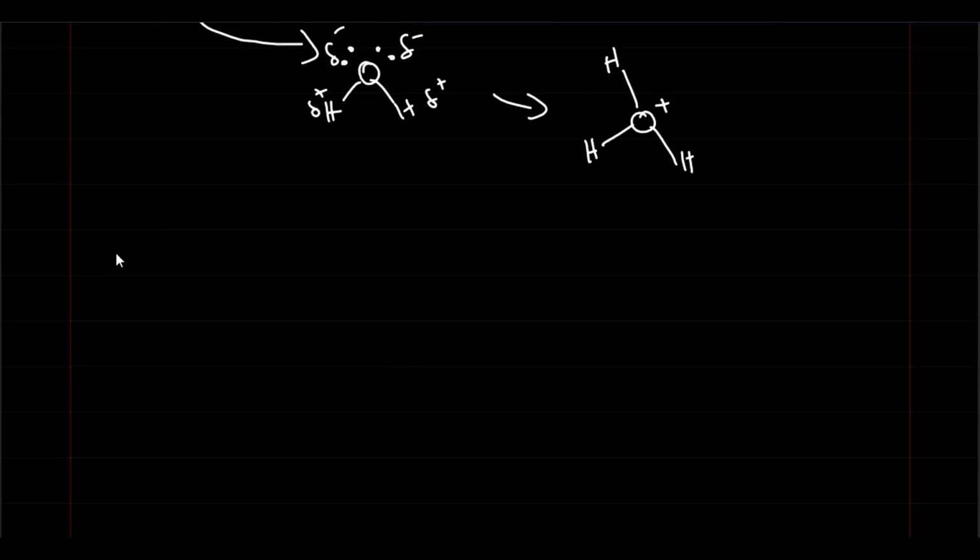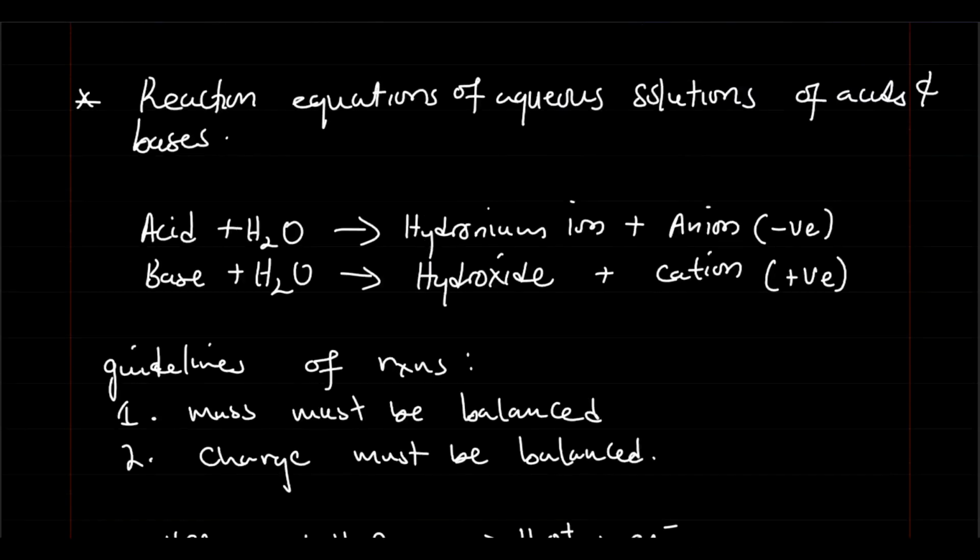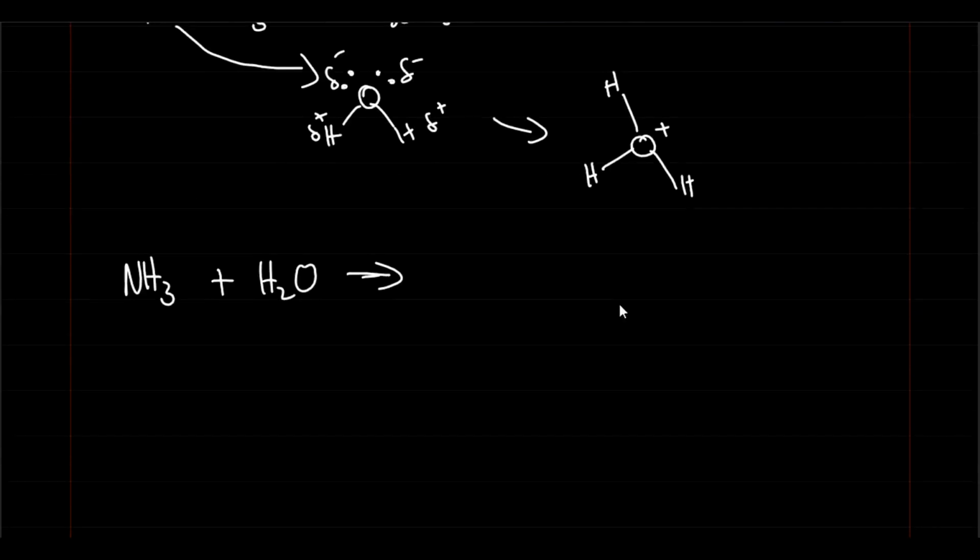If I take a base, for example, ammonia, right? I add ammonia to water. Okay, so when I add ammonia to water, what did I say? I said that when you add a base to water, you get hydroxide ion plus a cation.